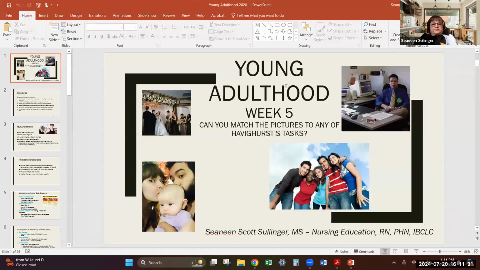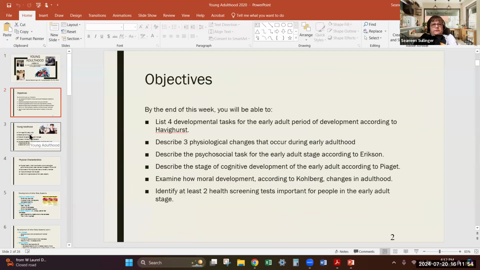So thinking about matching the pictures to any of Havighurst's tasks, I think was something I had students doing. So intimate relationships, community peer groups, work, starting a family, having children, and then objectives.